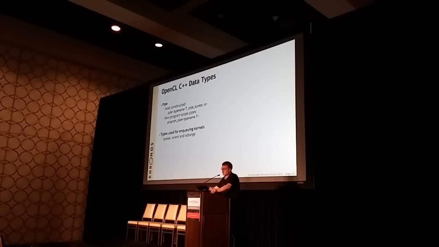Then we have the pipes, defined much the same way as images. We also have a program scope pipe. The reason for that is that program scope pipes can be both read and write at the same time. I'll show you what that means. And then we have types that are used for enqueuing kernels, so obviously ND range, events for dependencies, and queues.